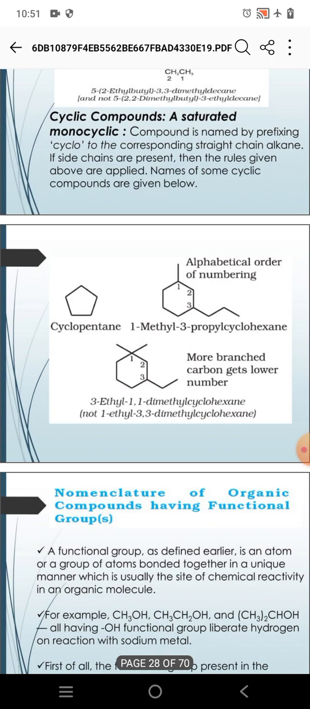Next, cyclic compounds. A saturated monocyclic compound is named by prefixing cyclo to the corresponding straight-chain alkane. If side chains are present, then the rules given above are applied. Names of some cyclic compounds are given below.